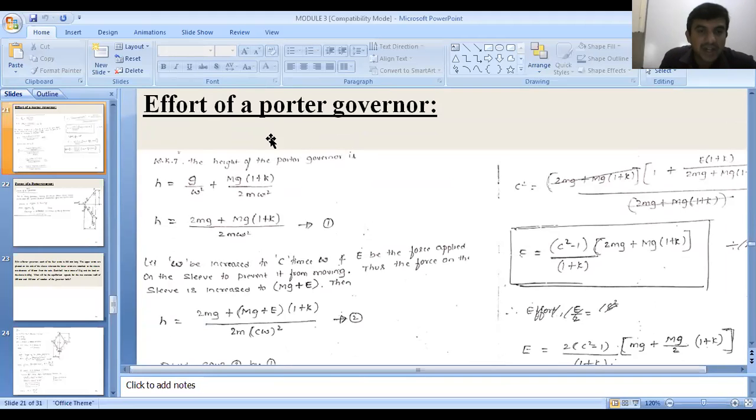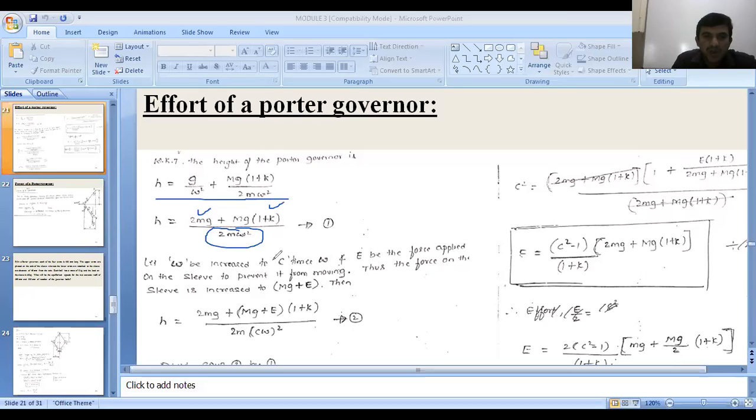Now again, consider by neglecting the friction here. We know that the height of the governor is h equals g by omega square plus mg into (1 plus k) whole divided by 2m omega square. Now take the LCM of the first and second terms on the right hand side. LCM is 2m omega square. In the numerator, omega square gets cancelled, 2m into g, then 2m omega square same as it is, and you will get mg into (1 plus k). Now call this equation number 1.